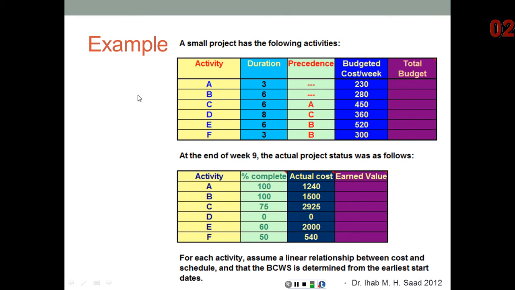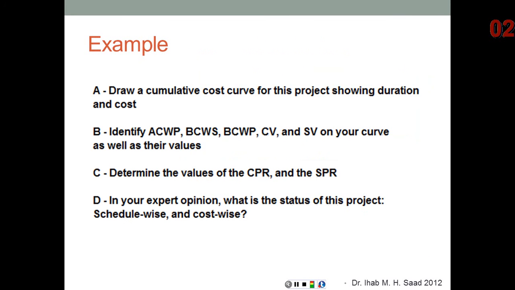So let's proceed to solve this problem in a very systematic, organized way. We're going to do it in incremental steps, one step building on the previous one and leading to the next one. Let's start looking at step number 1. So here's what we need to do. We need to draw a cumulative cost curve for this project showing duration and cost, identify the actual cost for work performed, ACWP or AC, BCWS, the budgeted cost for work scheduled, or PV, the planned value, BCWP, the budgeted cost for work performed or earned value, and CV, the cost variance, and SV, the scheduled variance.